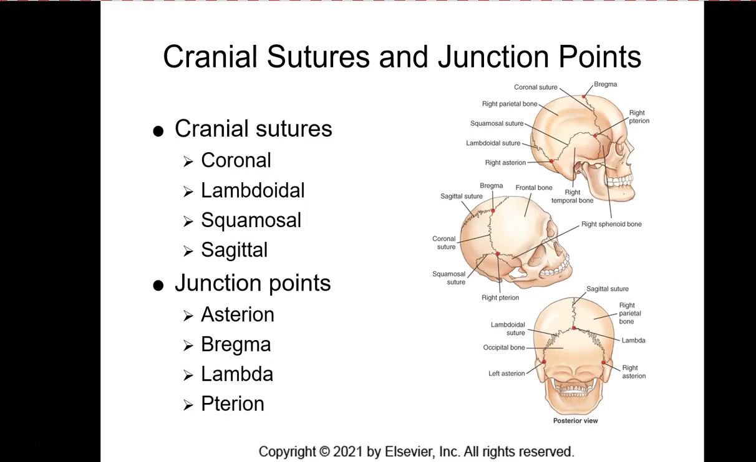Hello and welcome to part 4 of skull anatomy. In this final lecture, we'll discuss cranial sutures, junction points, and infant fontanelles.